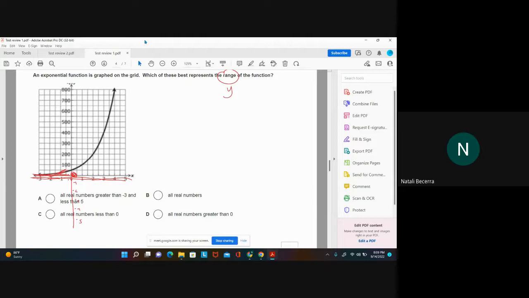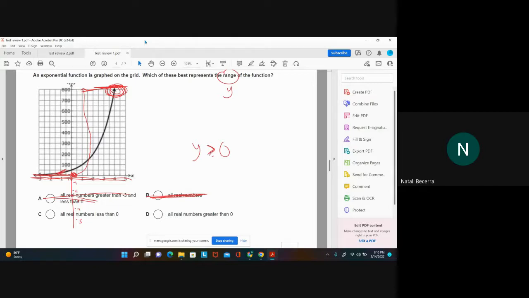This graph is never going to go towards the negative numbers, so it can't be all real numbers. It can't be -3 to 5. Remember, the bottom is approaching 0, so I have y and 0. Now I look at the top. At the top, I do have an arrow, and the arrow is going down. If I start here at 0 and I follow this arrow, the numbers are getting bigger or smaller? They're getting bigger, right? So it has to be greater than.